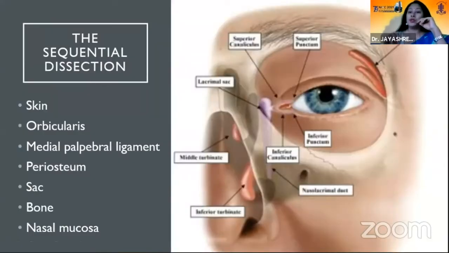Now, before proceeding to the actual surgery, let us have in our mind a sequential dissection of the structures that we encounter while doing the surgery. First, obviously, is the skin where we give the incision. When the skin is opened up, we get the orbicularis, where we need to do blunt dissection so as to preserve the pumping action. Then we expose the medial palpebral ligament, and this MPL, when we try to disinsert it, immediately opens up the periosteum, and then we get the bone, and on the other side of the bone, we have the nasal mucosa. So this is the sequence of dissection that we have.